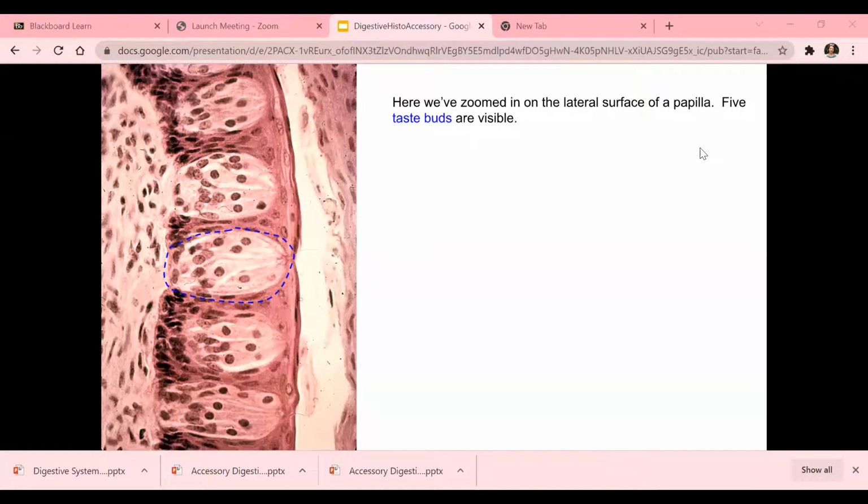Here we zoomed in on the lateral surface of the papilla, and you can see 1, 2, 3, 4, 5, and a part of 6 taste buds here. As I told you, they are onion-shaped and they contain a taste pore.